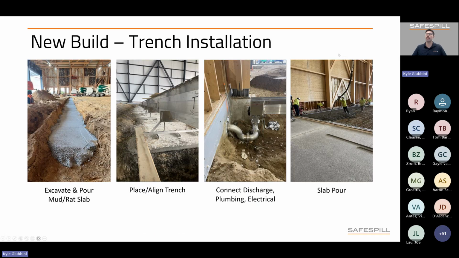So just to show some photos from the actual installation, here you can see the excavation area with that base slab poured. Once that's done, we place and align and anchor down these trench shells, connect all of our utilities, and actually use that trench shell as formwork to pour the slab around.